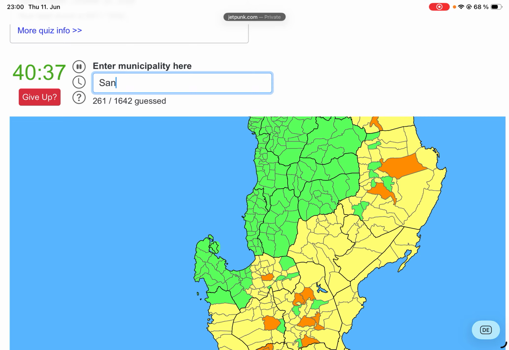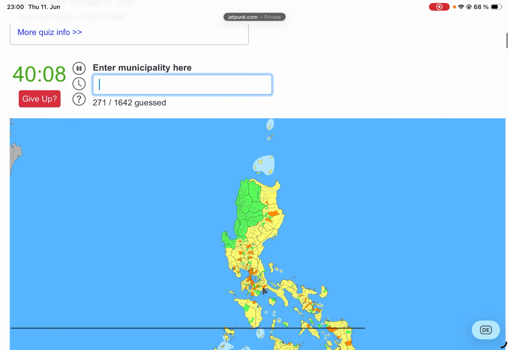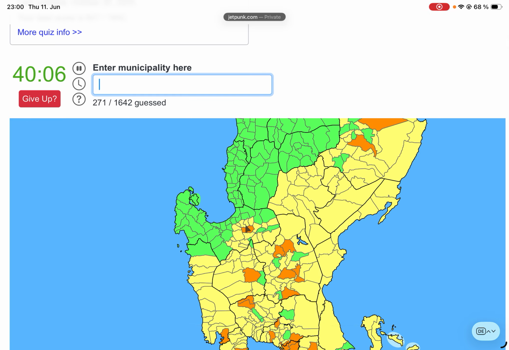Here in the coast we have San Fabian. This should be Mangaldan. We have San Jacinto, Pozorrubio. This is Sison, San Manuel. Again, we already named these. This is San Nicolas, Santa Maria, and San Quintin. So they're all already green. So let's just continue with this component city.